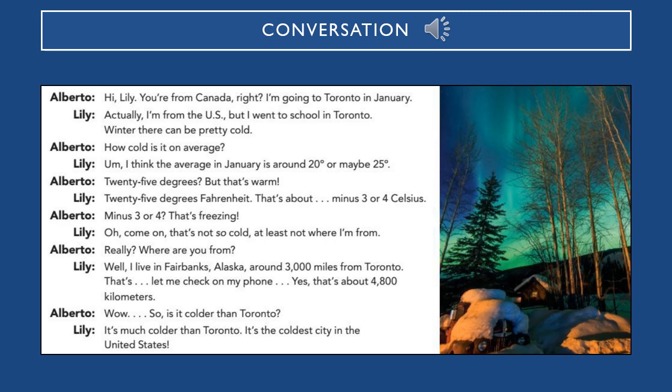Hi, Lily. You're from Canada, right? I'm going to Toronto in January. Actually, I'm from the US, but I went to school in Toronto. Winter there can be pretty cold. How cold is it on average? I think the average in January is around 20 degrees or maybe 25 degrees. 25 degrees? But that's warm. 25 degrees Fahrenheit. That's about -3 or -4 Celsius. -3 or -4? That's freezing. Oh, come on. That's not so cold. At least not where I'm from.